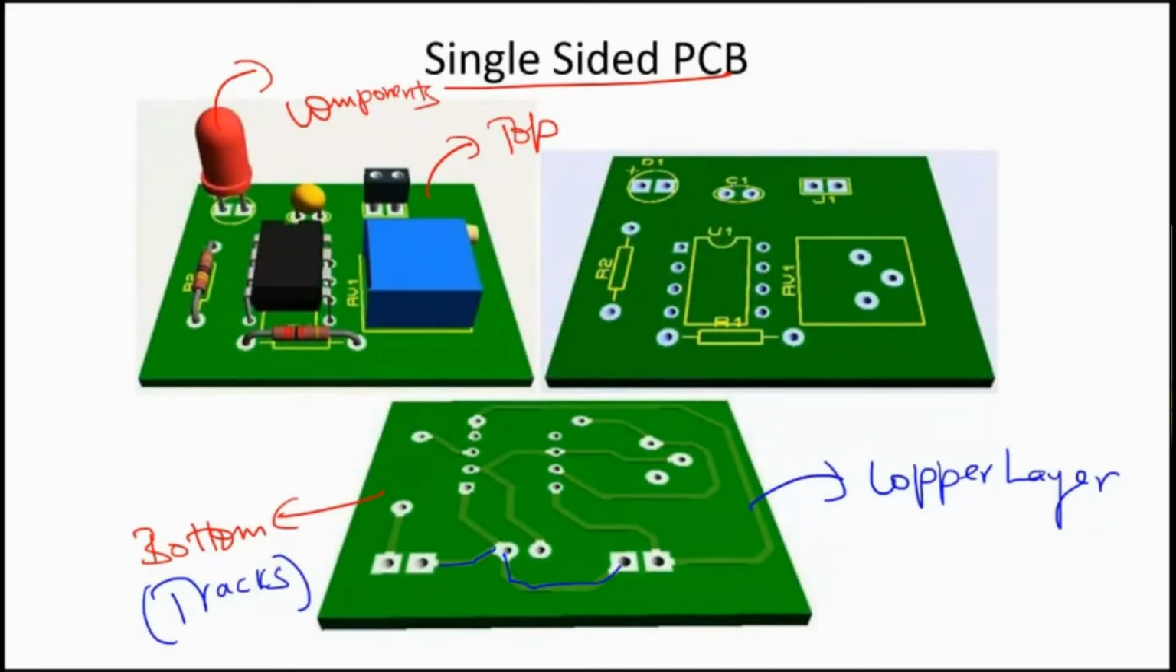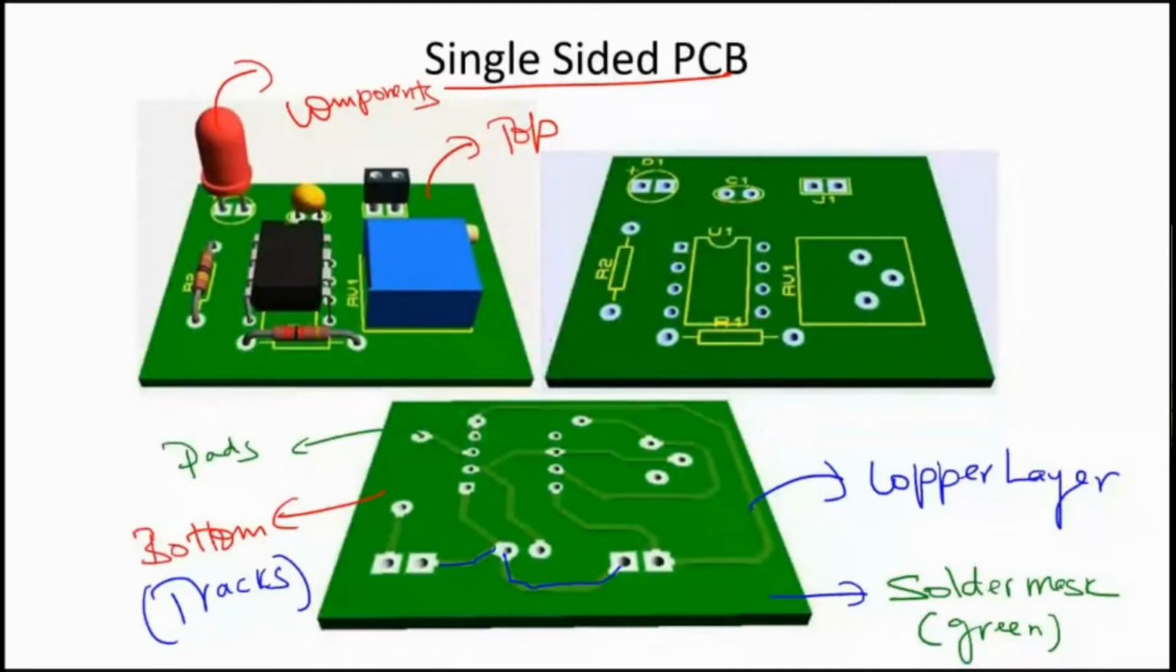Additionally, you also have the solder mask. Solder mask is a green paint that you can see all over the place except the pads. These are called the pads. Except the pad area, the rest of the area is covered with the green paint. That is called a solder mask. That green paint prevents these tracks from getting corroded by the environment. Additionally, we also have a top silk screen layer. So this is called a silk screen layer.